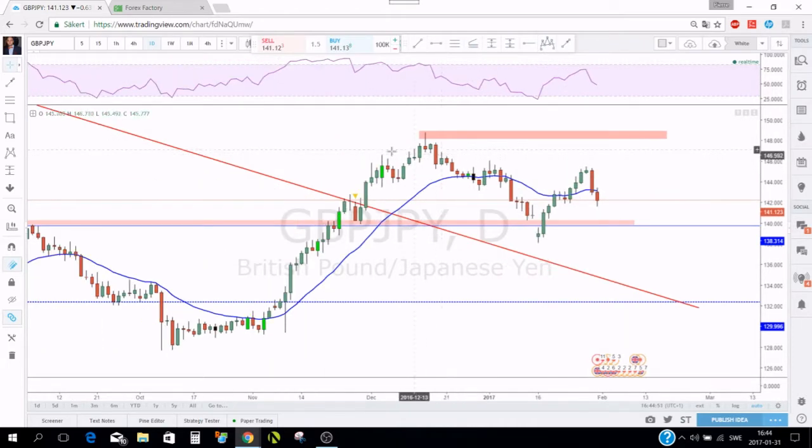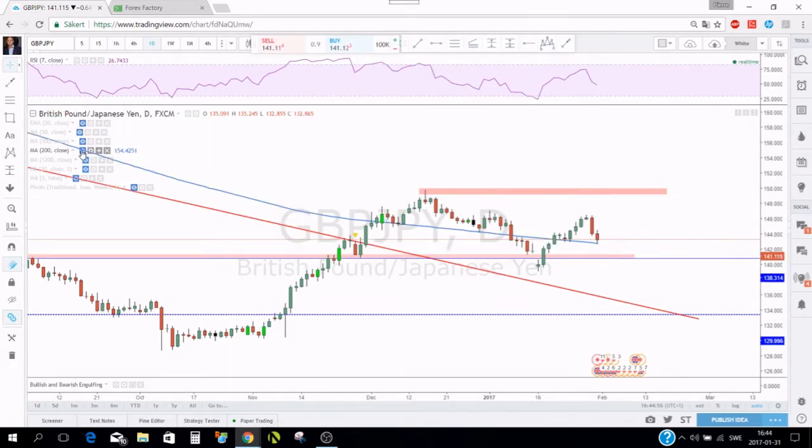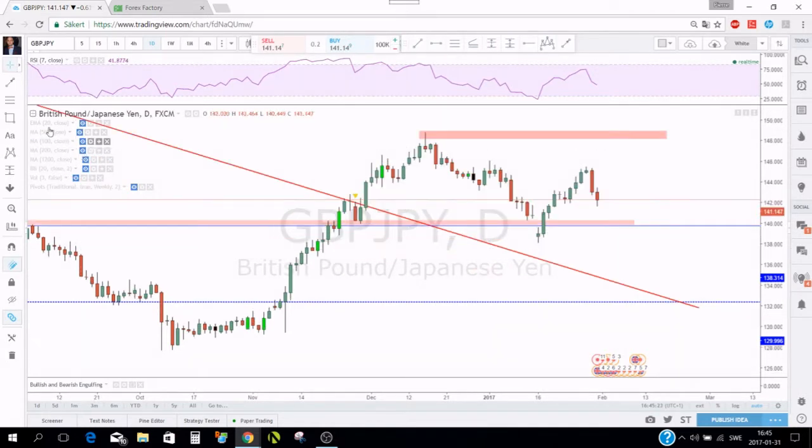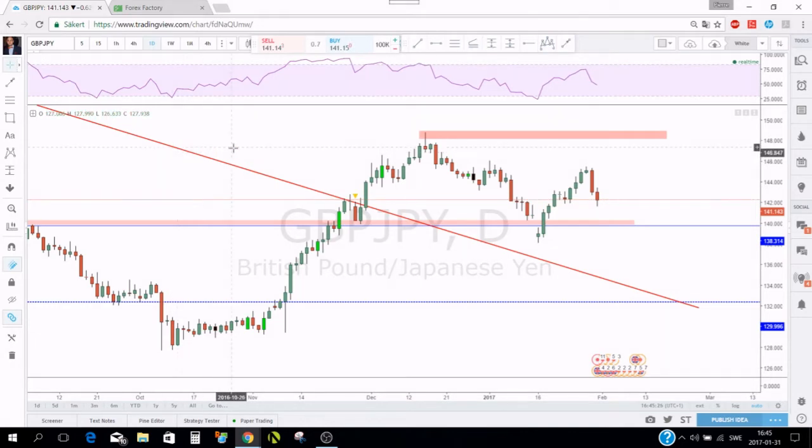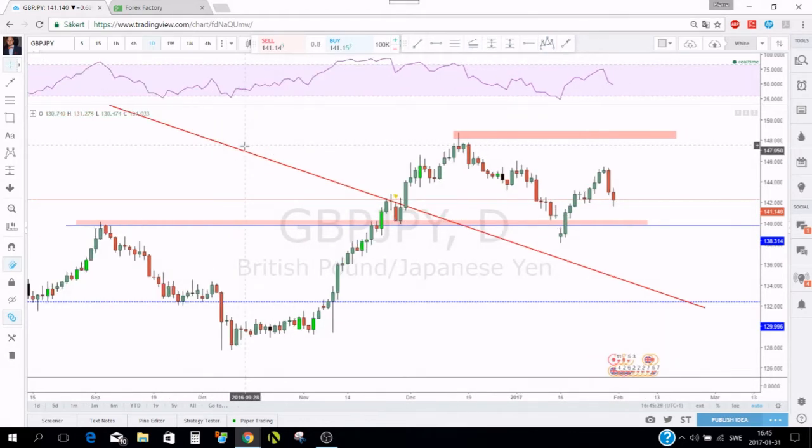So if you look at the daily here, we are retesting this 200 daily MA, the MA that we should be looking at when we're looking at the daily. I usually look at the 100 and 200 because if price is above them, that means that we will keep going up, and if the price is under those, that means that we keep going down.